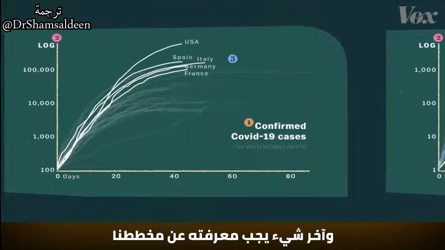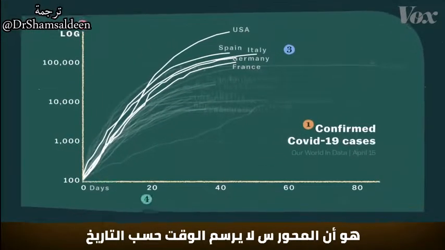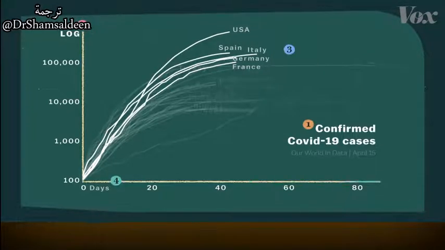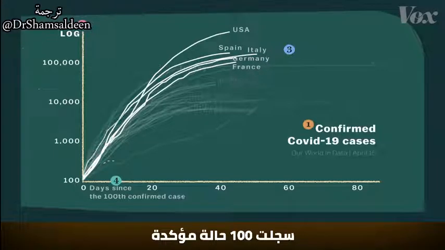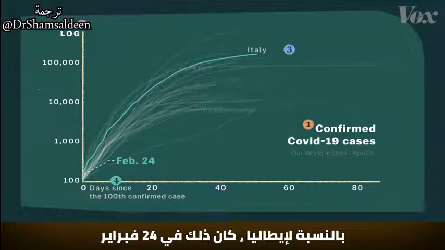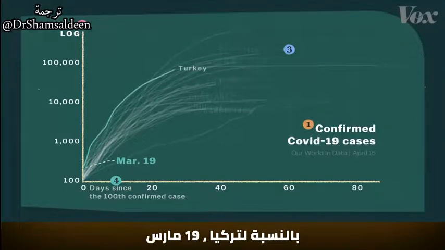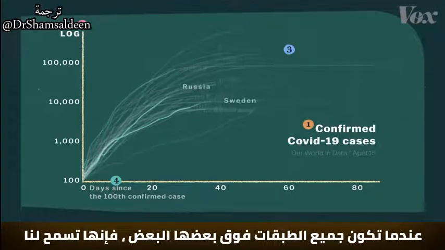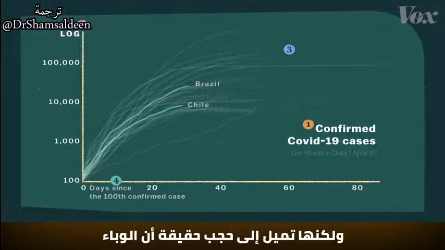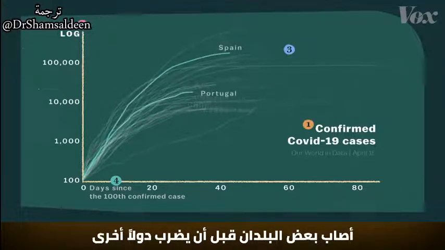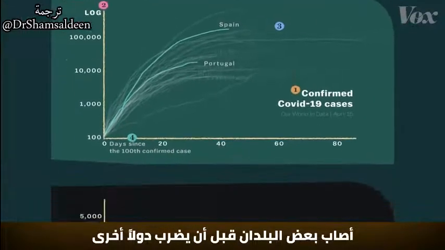And the last thing to know about our chart is that the x-axis doesn't plot time by the date, but by the number of days since the country recorded 100 confirmed cases. For Italy, that was February 24th. For Turkey, March 19th. When they're all layered on top of each other, it allows us to compare the trajectory of the outbreaks. But it tends to obscure the fact that the pandemic hit some countries before it hit others.